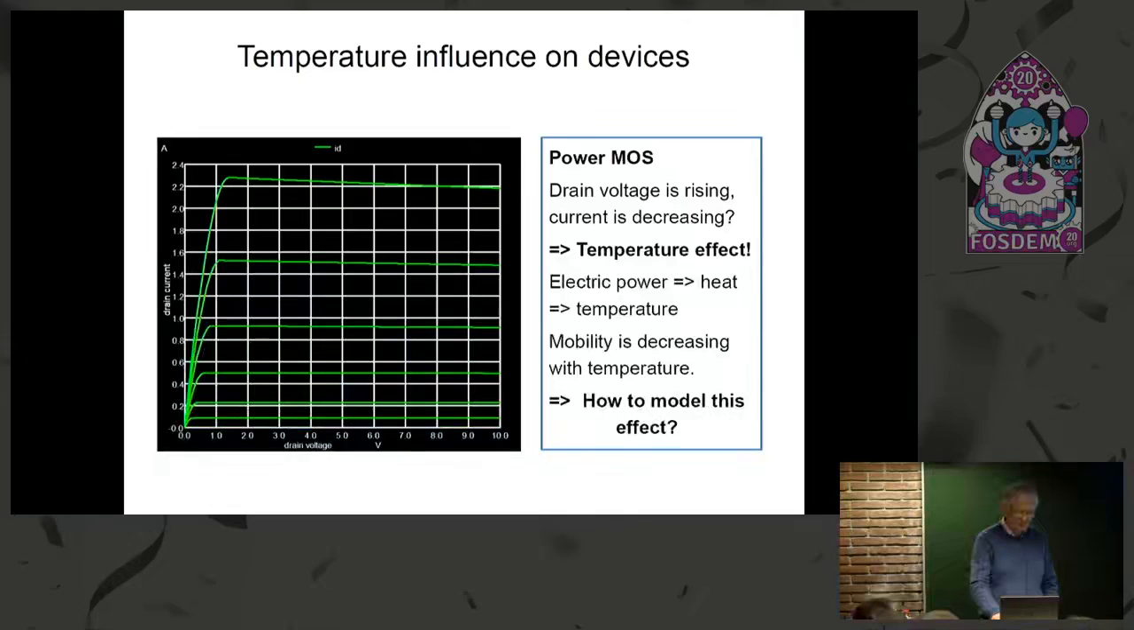dissipated power might increase. Yeah, and so how can we do this? How can we model this? And this is the idea we have integrated recently into our devices.